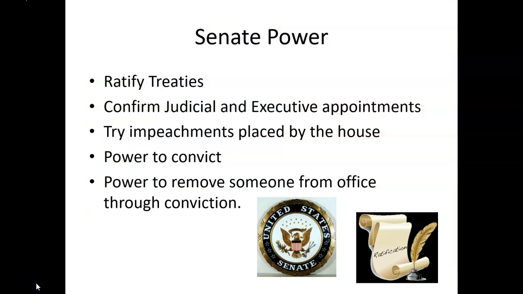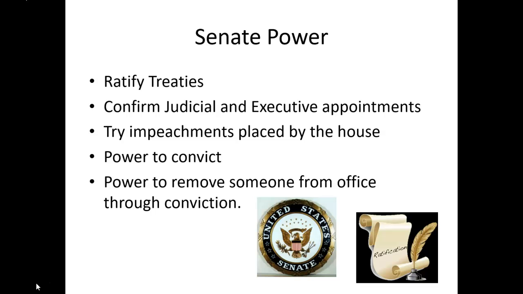Now let's look at the Senate's power. The Senate has the power to ratify treaties, confirm judicial and executive appointments, and try impeachments placed by the House. That means that the actual trial takes place in the Senate and is presided over by the Chief Justice. They have the power to convict, which is attached to impeachments, and they also have the power to remove someone from office through conviction.